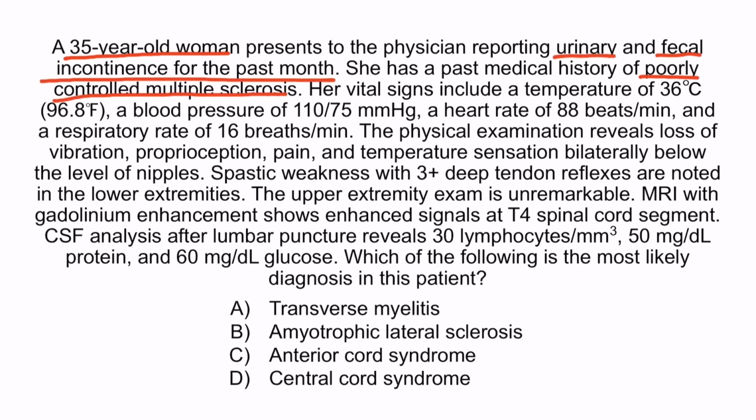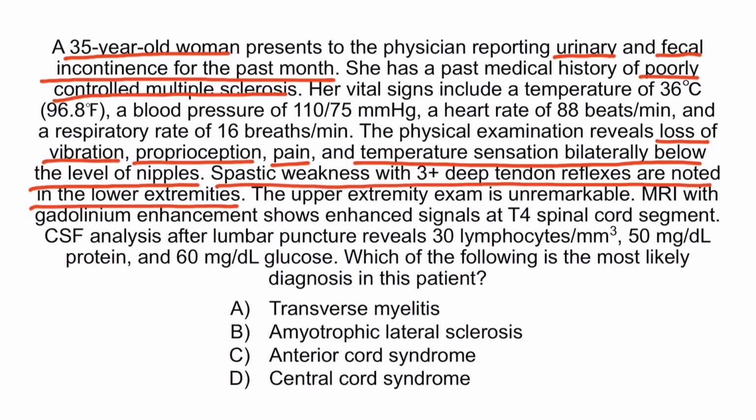month. The physical exam reveals loss of vibration, proprioception, pain, and temperature sensation bilaterally below the level of nipples. Nipple line in this case is a sensory level below which all the sensations are impaired, suggesting damage to both dorsal columns and spinal thalamic tracts. Spastic weakness with 3+ deep tendon reflexes are noted in the lower extremities, indicating damage to the corticospinal tracts.